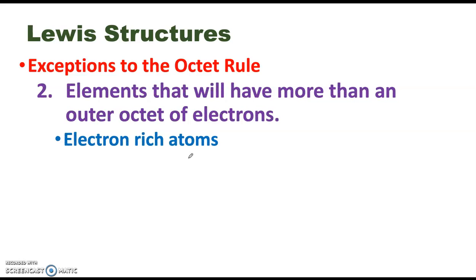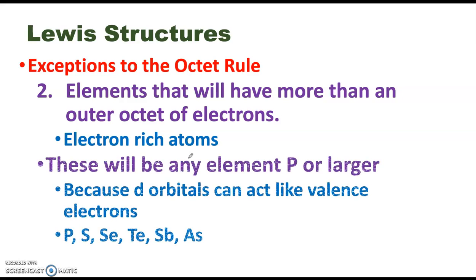However, these are a little bit trickier. These are electron-rich atoms. They have more than their outer octet, more than 8. These will be any element that is phosphorus or larger. So you cannot do this if it is silicon, aluminum, nitrogen, oxygen. They do not violate the rule ever. Phosphorus or bigger elements can, and they will sometimes.